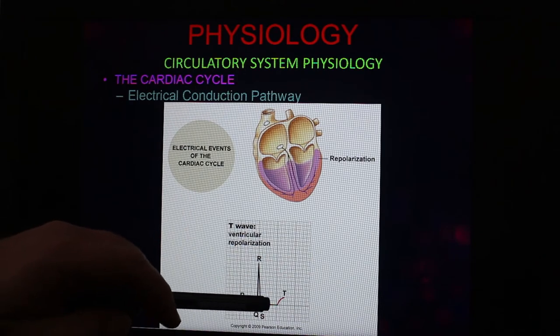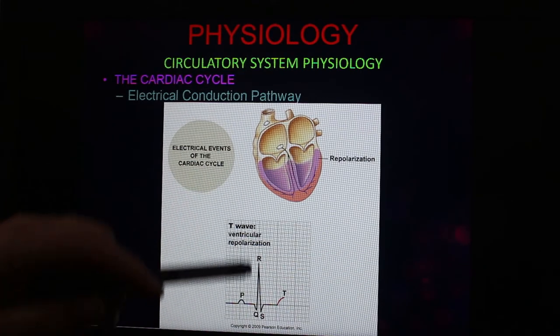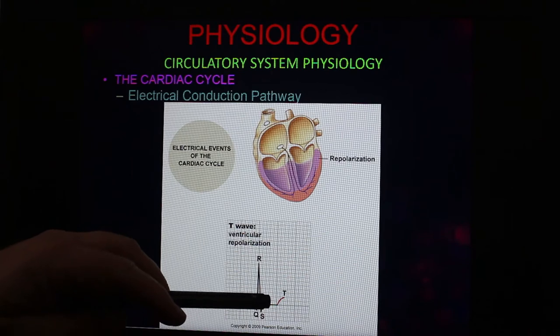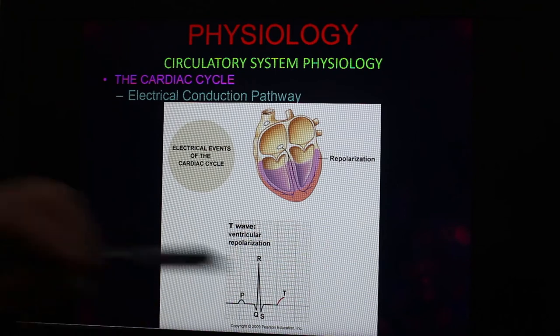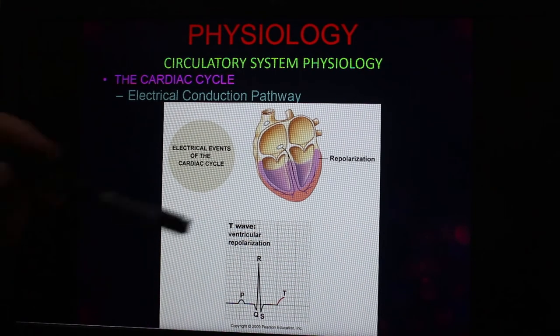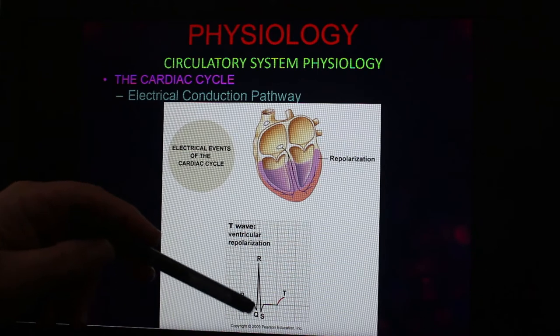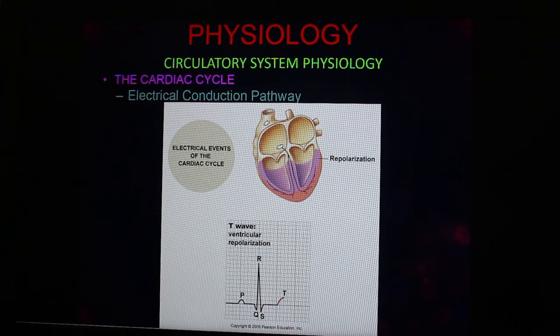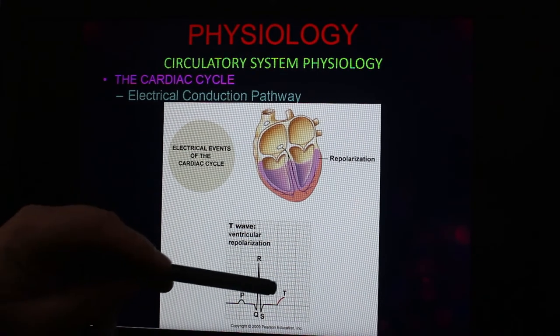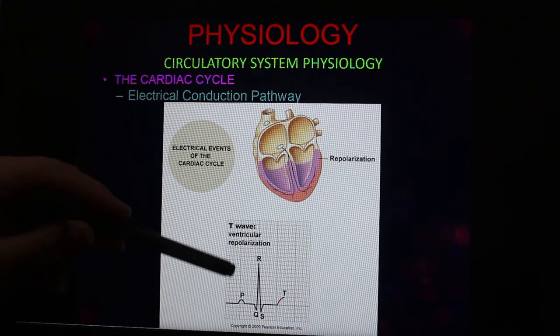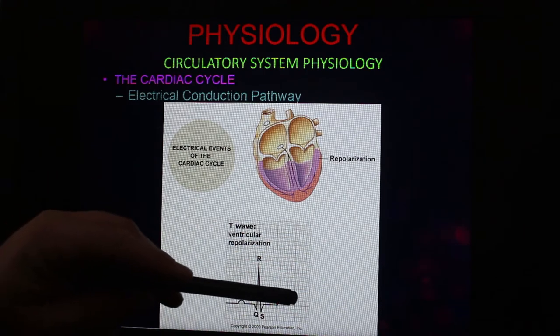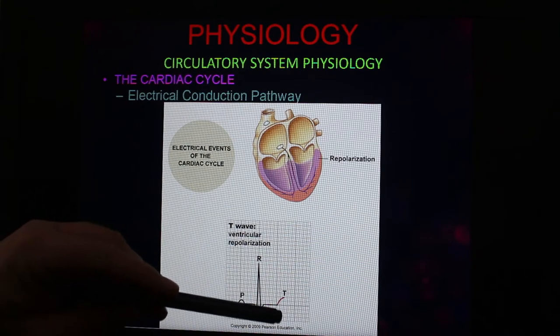And as the contraction ends, the ventricular muscle starts to relax, then we get a repolarization wave on the electrocardiogram, which is called the T wave. So the PQRS waves are the waves for depolarization, and the T wave is the wave which indicates repolarization. You can see that we have a repolarization wave here for the ventricles.